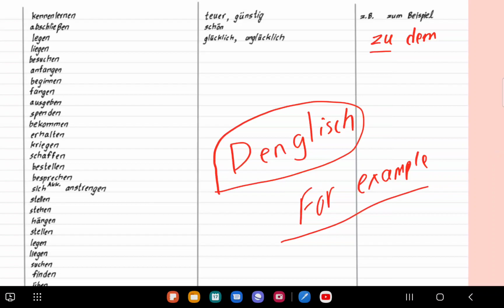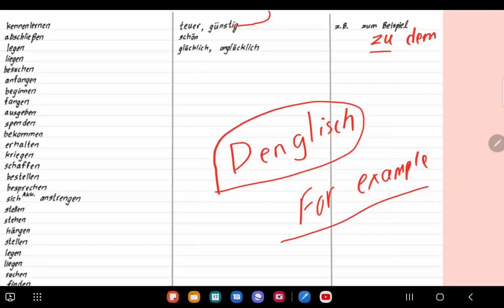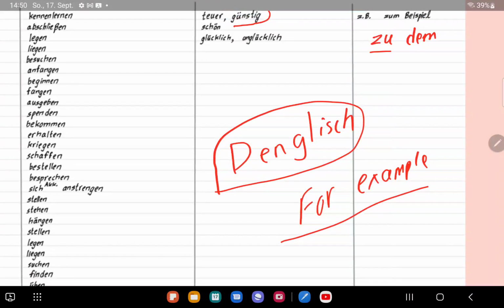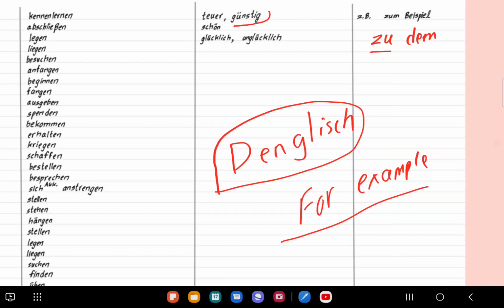For example, teuer and günstig. Whenever you are talking in English, if you want to say it is costly, you will say it is teuer. When you want to say it is not expensive, you will say it is günstig. Start using German words when you're speaking English. Schön is usually good or pretty or beautiful. Glücklich is lucky or happy, and unglücklich is unhappy.